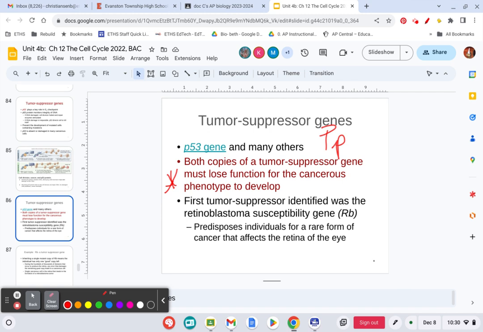But over the course of your lifetime, what can happen is that second copy could get mutated. So you could go from being heterozygous in a particular cell to now you could become homozygous recessive. Now you don't have a good P53 gene. And that can cause the cell cycle to no longer be monitored.